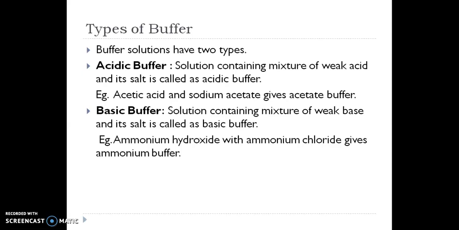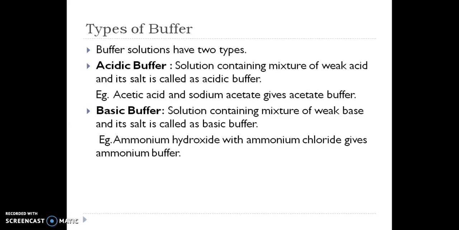First, the acidic buffer: a solution containing a mixture of a weak acid and its salt is called an acidic buffer. Example: acetic acid, which is the weak acid, and its salt, sodium acetate. After combination of both, it gives the acidic buffer, and the name of that buffer is the acetate buffer.